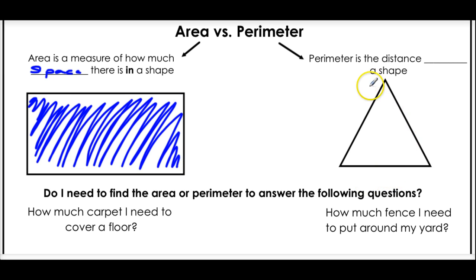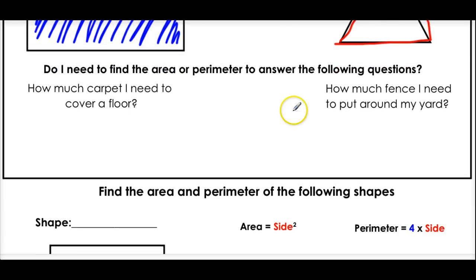Now, the perimeter is the distance around a shape, all right? The distance around. And if you can make that out, that says around. What do I mean by that? Well, the perimeter would be like if I went all the way around, that is the perimeter of this triangle. So that's the difference between area and perimeter. Area, the space inside, perimeter on the outside.